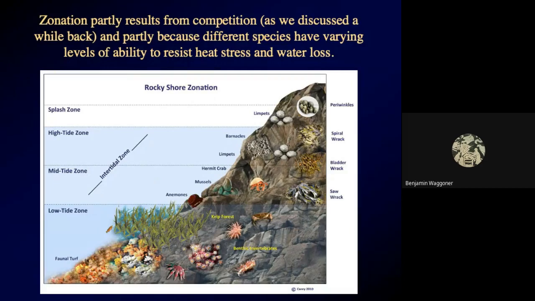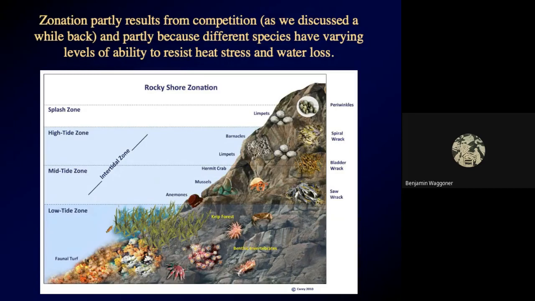And it's also caused because different species differ in their levels of ability to resist heat stress. So something like a sea slug or a starfish or a sea anemone can't be out of the water for very long. So you're going to find those in the low intertidal or the low tide zone. They just would not survive higher up. On the other hand, things like limpets can live much higher because they can seal themselves up and keep from drying out.